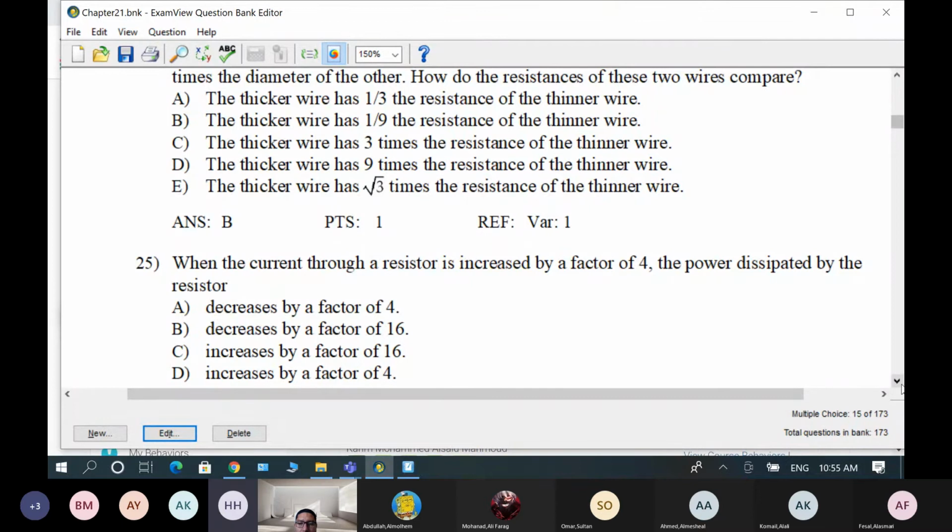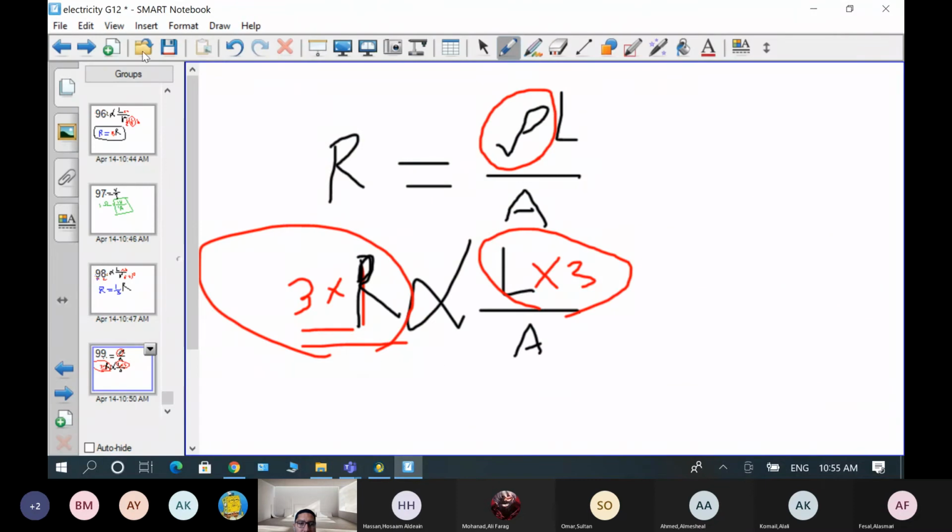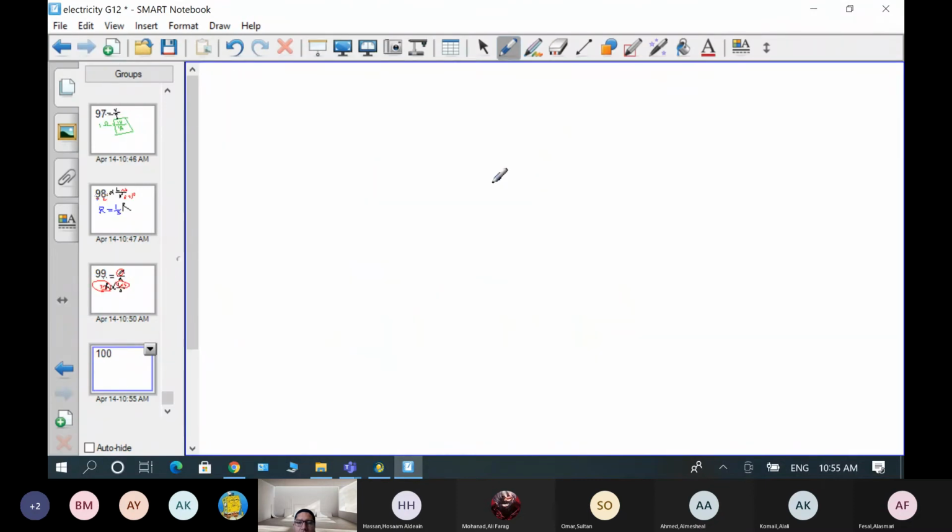The current through a resistor is increased by a factor of 4. The power dissipated by the resistor increases by a factor of 16. Okay. We have here a relation between power and current. So what is the relation that gathers both of them? Power and current. P equals I squared multiplied by R. Bravo. Power equals I squared multiplied by what? Multiplied by R.